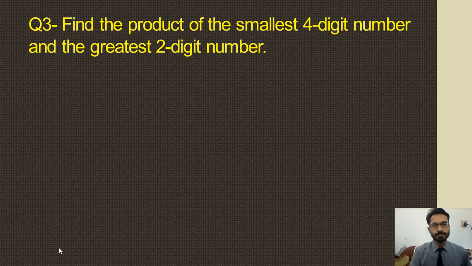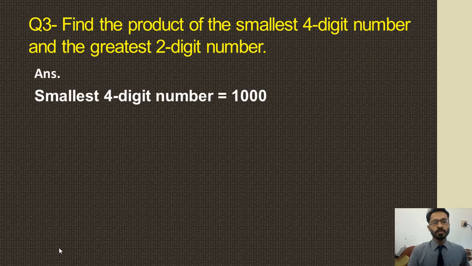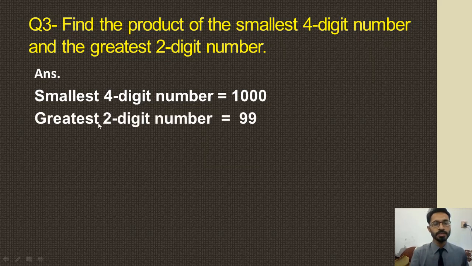Question number 3. Find the product of the smallest 4-digit number and the greatest 2-digit number. We have to find the product of the smallest 4-digit number and the greatest 2-digit number. We know that the smallest 4-digit number is 1000, and the greatest 2-digit number is 99.